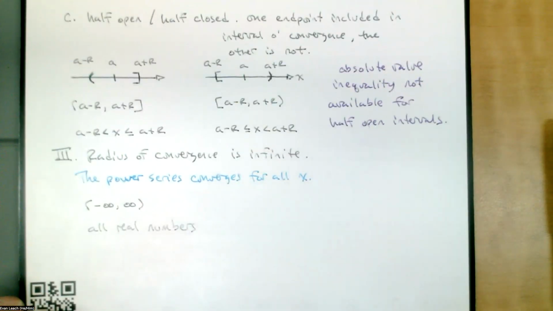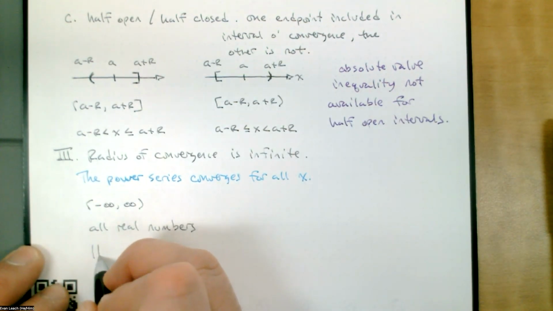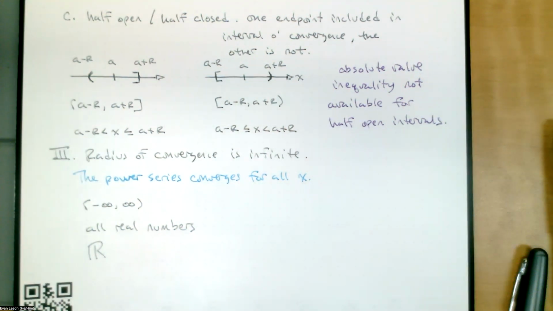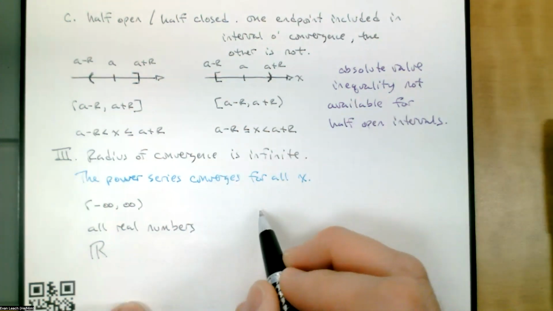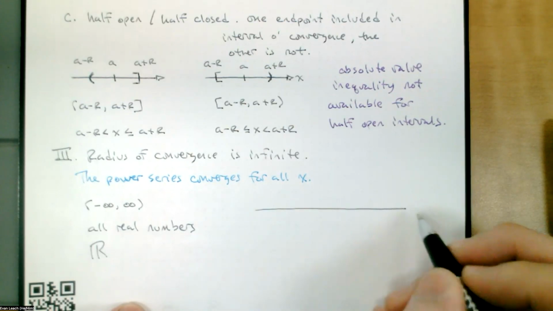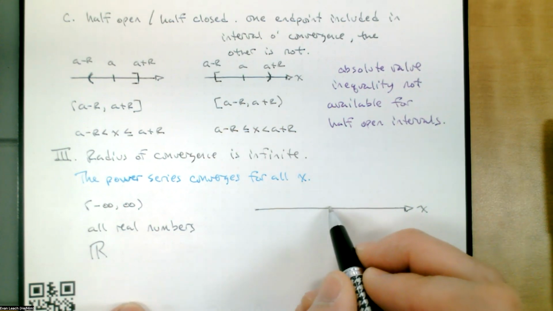We might just write the description all real numbers, or if we want to be fancy, we'll make the double R symbol for all real numbers. The graph would be kind of ridiculous if we just draw a number line. I'll make it bigger than all the number lines that we've had so far to really emphasize the infiniteness of it.